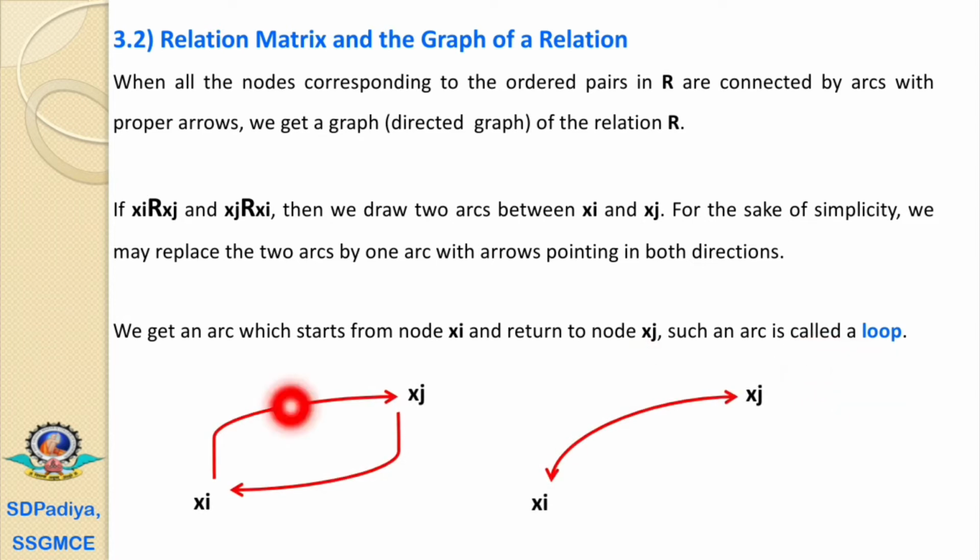We'll see that this arc is showing that xi has a relation with xj, and this arc is showing that xj has a relation with xi. So we can show this separately with two lines with two arrows, or to simplify this, we can draw a single line with two arrows. Meaning this arrow is showing that xi has a relation with xj, and this arrow is showing that xj has a relation to xi.